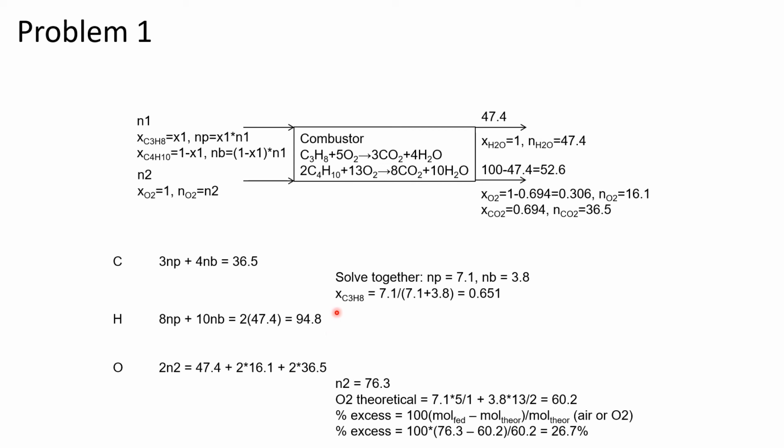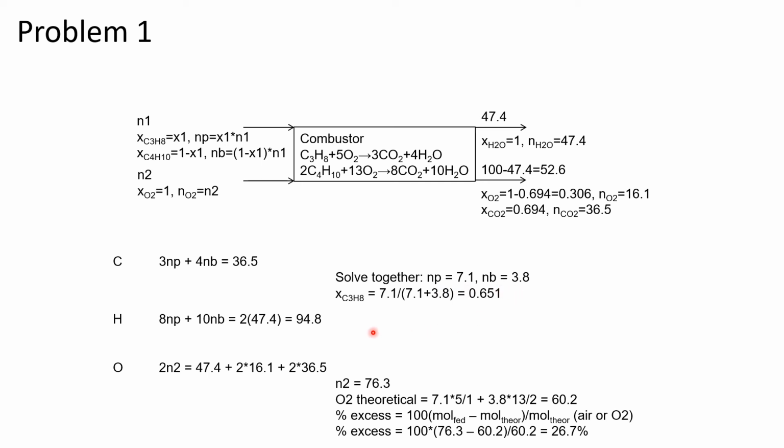Unfortunately, these 2 equations, we cannot solve for the propane or butane flow rates by themselves. We're going to solve those 2 equations simultaneously. I'm not going to go through the process for doing that, but if you do so, you find that the propane flow rate is 7.1 and the butane flow rate is 3.8.